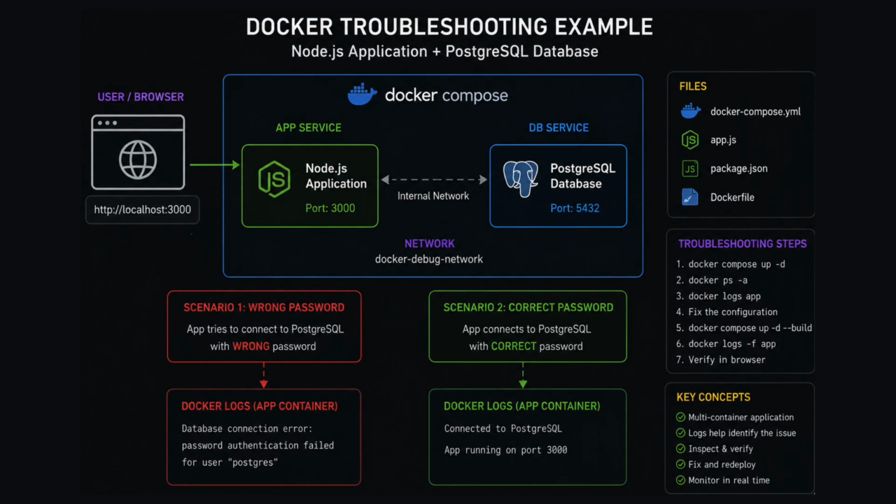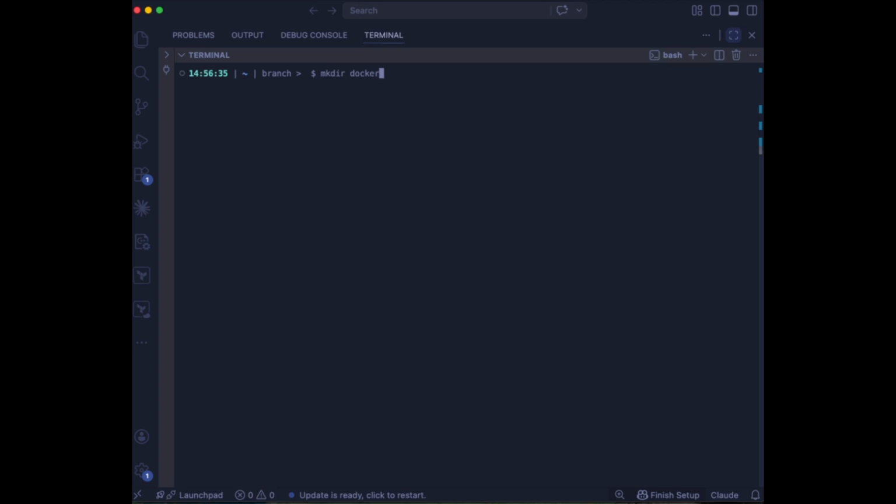Instead of using a simple failed container example, let's simulate a more realistic troubleshooting scenario. In this example, we'll create a Node.js application container trying to connect to a PostgreSQL database container using Docker Compose. We'll intentionally configure the wrong database password so the application fails to connect. Then we'll use docker logs and debugging commands to identify the problem, fix the configuration, and verify the application working correctly again. For this example, we'll build a small multi-container application to simulate a real troubleshooting scenario.